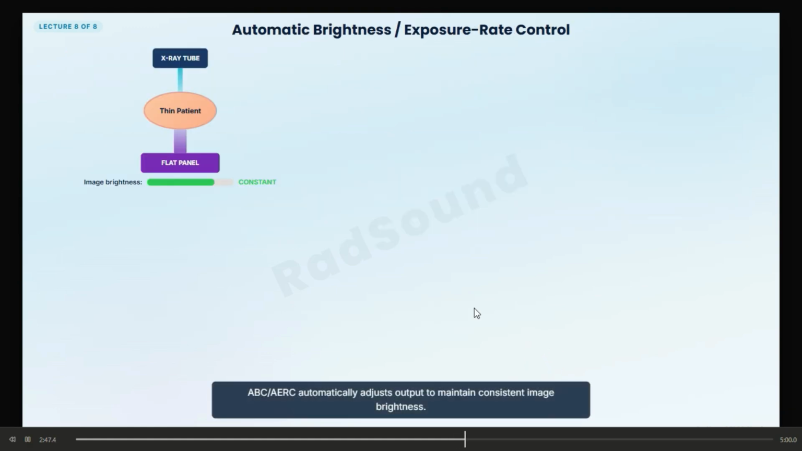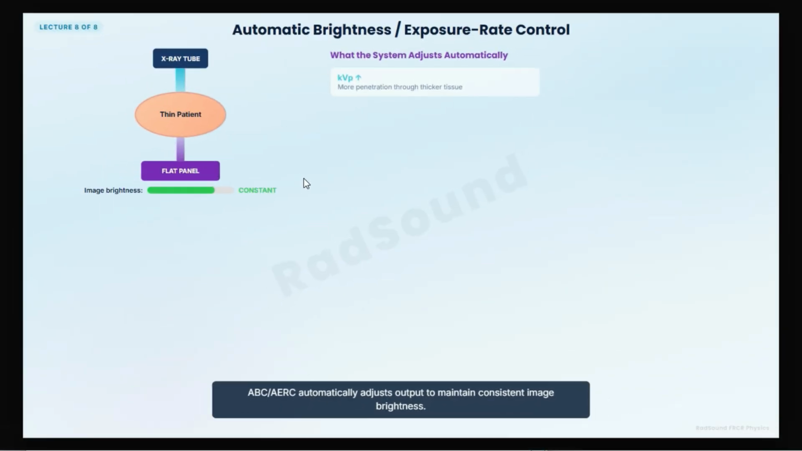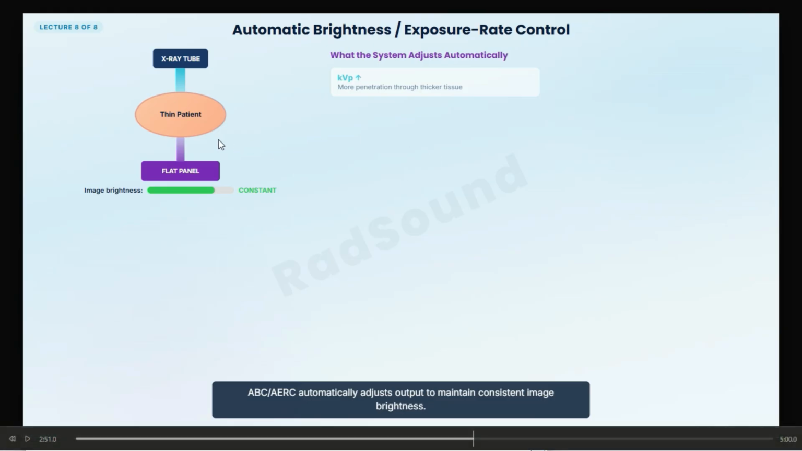So now, automatic brightness control. Sometimes we get a thin patient, sometimes a thick or larger patient. So the automatic brightness control helps the exposure to modify the settings so that we can have approximately constant brightness, for a better image and better display for better diagnosis. With a thin patient, the X-ray comes through and we have a constant output. But what if we get a larger patient? Would it be the same?